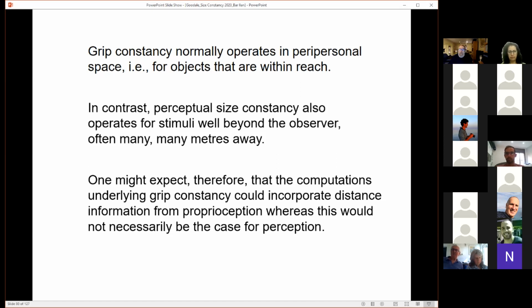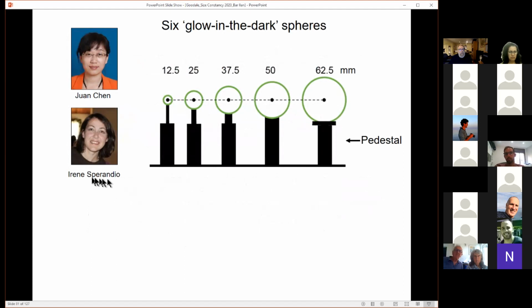proprioception. And so in a recent study that was led by Joan and Reni, we used some glow-in-the-dark spheres to look at this. We put these spheres separately on different trials at 3 different locations. And people either held onto or didn't hold the pedestal. The pedestal was always the same size. But of course, when they were holding onto it, they had proprioceptive information about how far away the object was, glowing in the dark. They couldn't see their hand, they couldn't see the pedestal, but they could see the glowing ball, and then they could grab it.